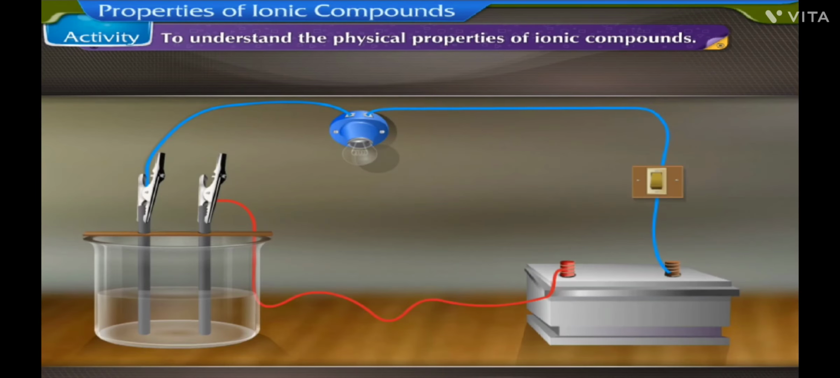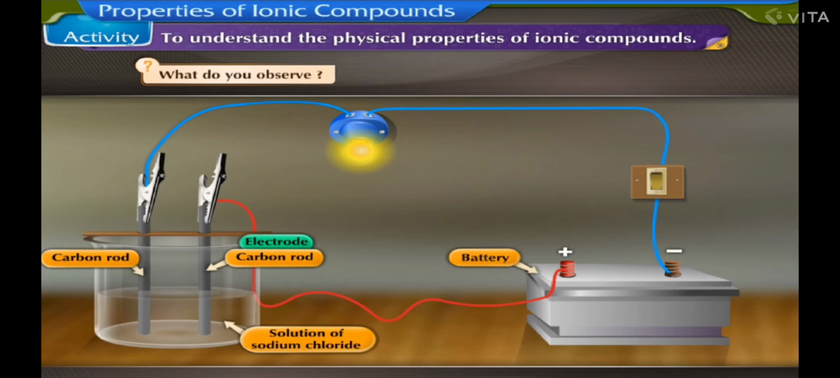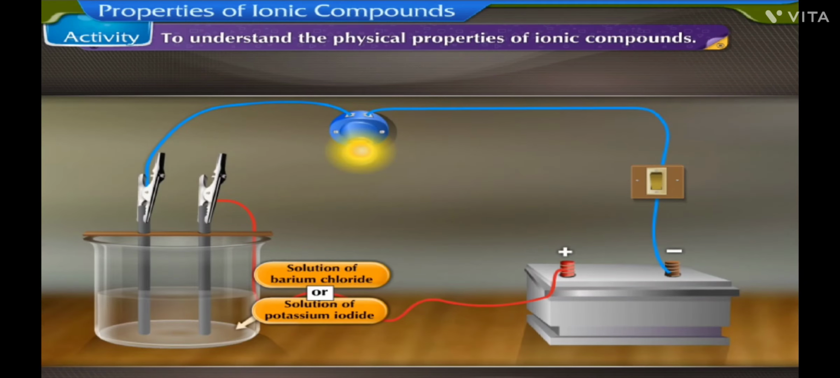Now let us determine whether the solutions of these salts conduct electricity. Prepare an electrolytic cell by connecting the carbon rods or electrodes to the positive and negative terminal of the battery. Connect a bulb in the circuit. Insert the electrodes in the solution of sodium chloride. Switch on the current. What do you observe? The bulb glows. Let us check the same for the other solutions. The bulb glows when each of the other salt solutions is used. This shows that all these solutions can conduct electricity.